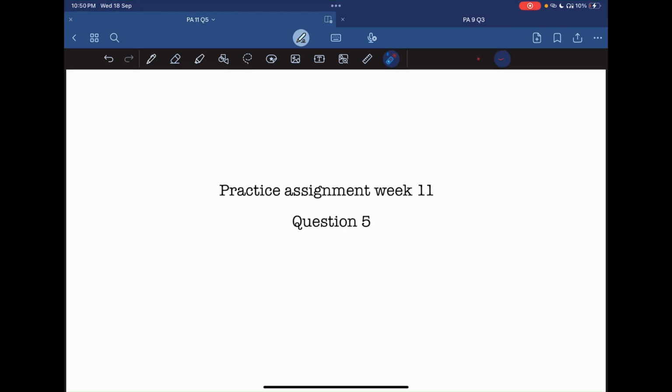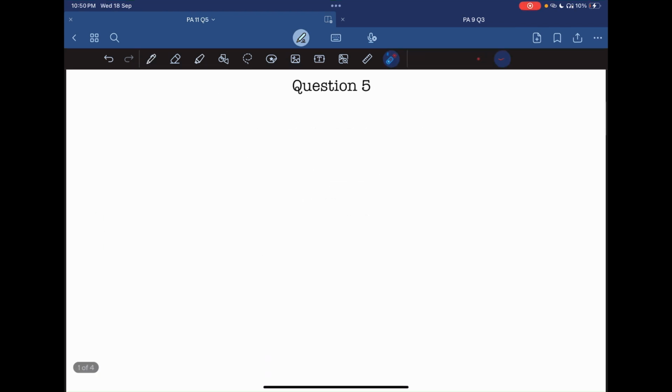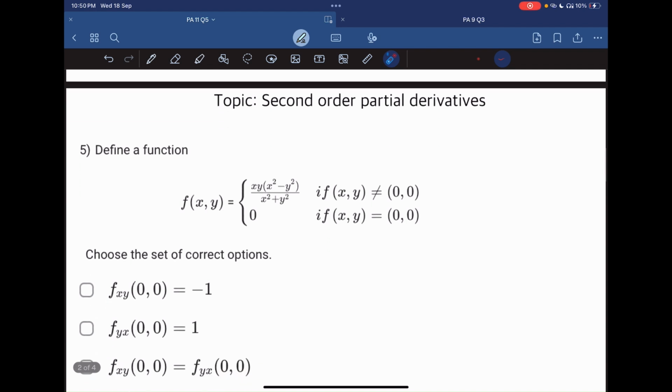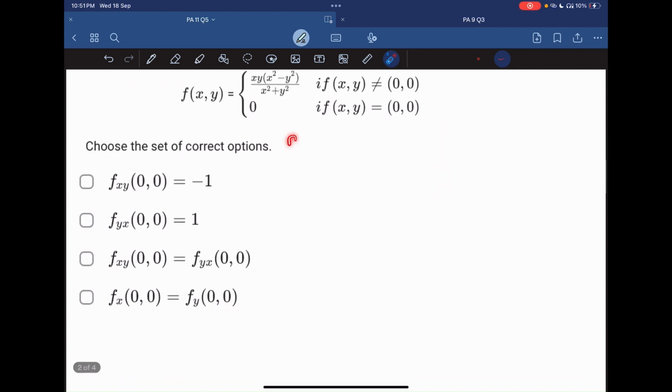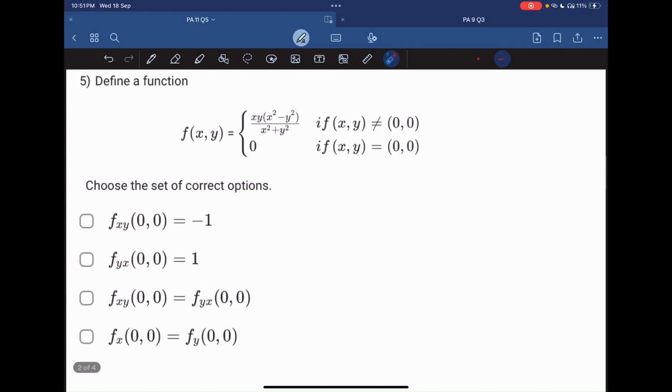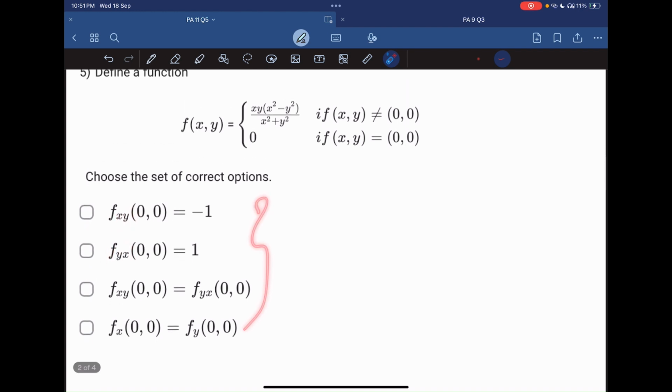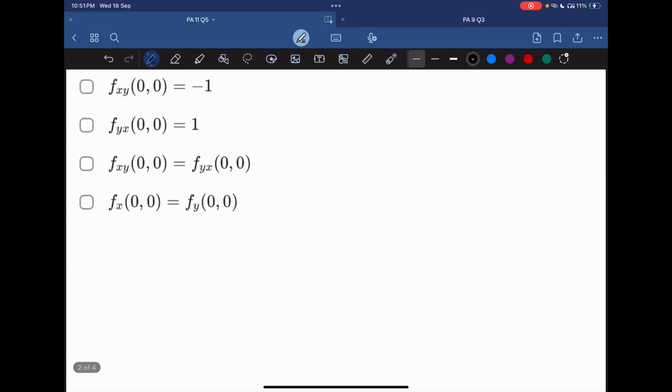So, let's now solve practice assignment week 11 question number 5. Define a function like this. Choose the set of correct options. So, the options are asking us to check the second order partial derivatives, mainly the mixed partial derivatives, that is fxy and fyx. To calculate these, we need the partial derivatives with respect to x and y. So first, calculate the partial derivative with respect to x.